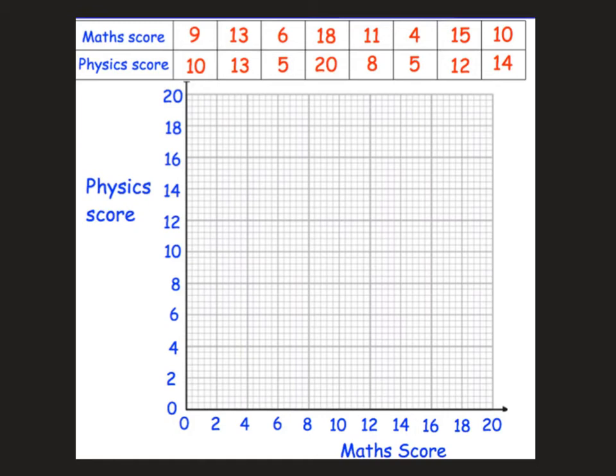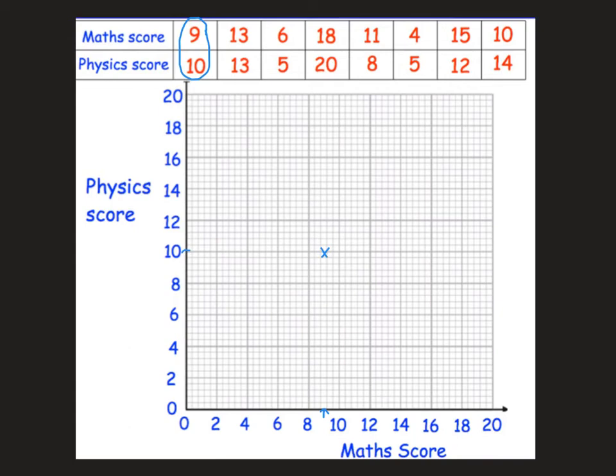So here we've got how many? 8 people, and we've got their math scores and their physics scores. And this is the first question on your worksheet. So for each person in this class, we've got their math score and their physics score, and we're going to plot each one. So let's look at this first one. So this person scored 9 on the maths score. So 9 is here, halfway between 8 and 10, and the physics score is 10. So we're going to plot that point exactly there.